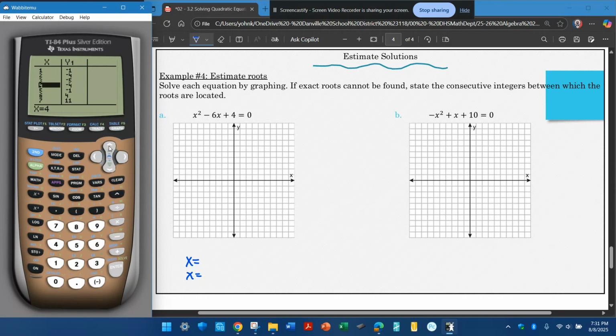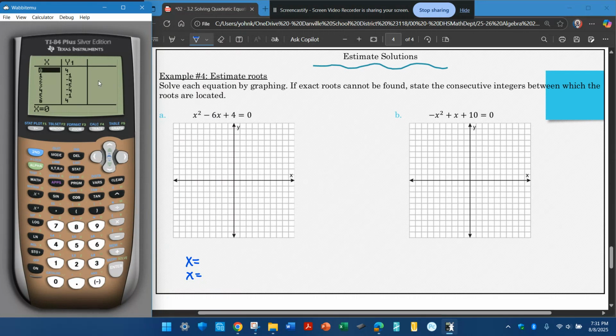Now, the other thing you should notice is take a look between (0, 4) and (1, -1). Notice that at 0, it's above the x-axis, and at 1, it's below the x-axis. So what had to happen between? It had to hit the x-axis. So that means there's going to be a 0 in between these two spots. There's also going to be a 0 down here between 5 and 6, because at 5 it was -1, at 6 it was +1. So this one is not going to be a nice x equals answer. This is going to be state the consecutive integers. And consecutive integers are numbers that are right next to each other when you count.